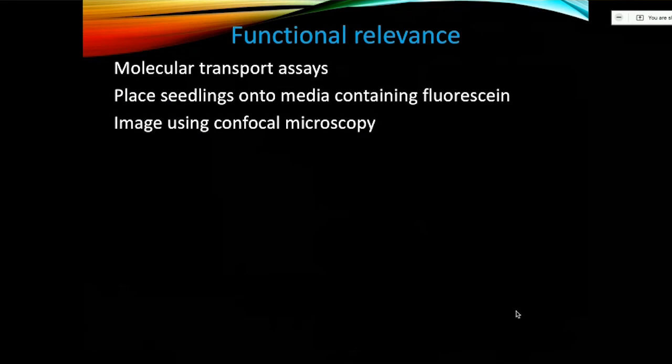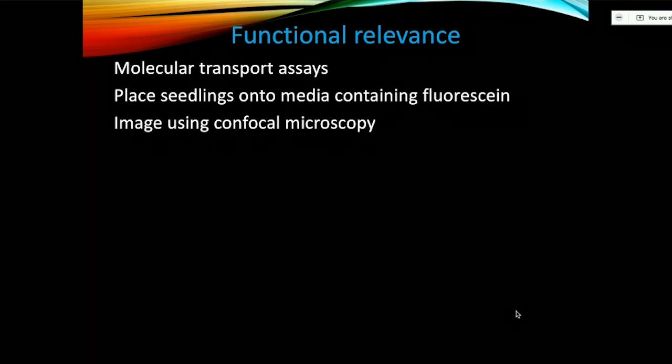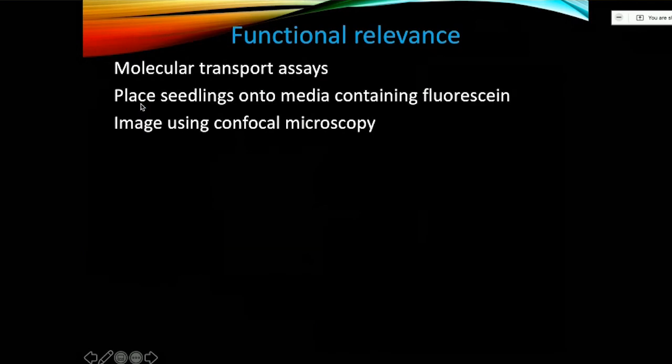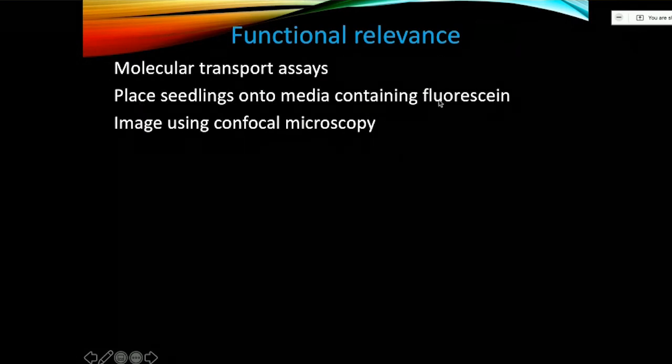So you can ask, okay, that's a nice calculation. What's the point of that? Well, we looked at the functional relevance of this by performing molecular transport assays. So we did this by taking seedlings and placing them onto media containing the fluorescent molecule called fluorescein, which is a molecule we're able to visualize in the confocal microscope, and then imaged it using confocal microscopy.